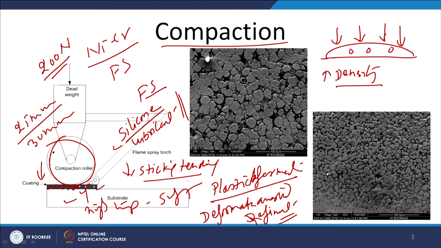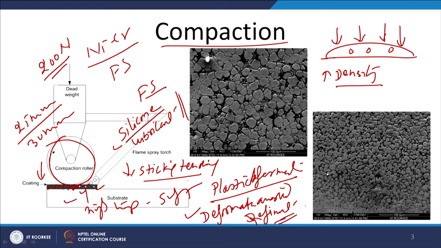So, basically the idea is simple, where the flame sprayed coating is subjected to pressurization through the compaction roller using a suitable load, so that all the pores are closed and inclusions are broken, and this reduces the adverse effects of these two undesirable features. At the same time, whenever the material is deformed at a high temperature through compaction, the deformation assisted refinement helps to reduce the grain size.